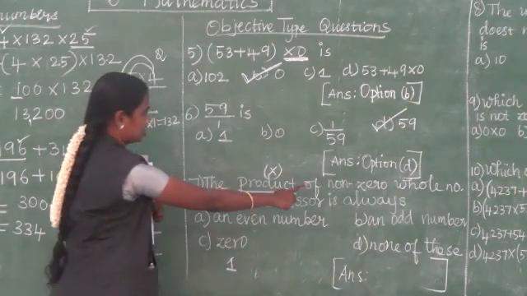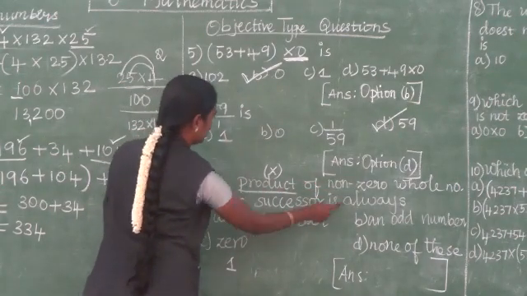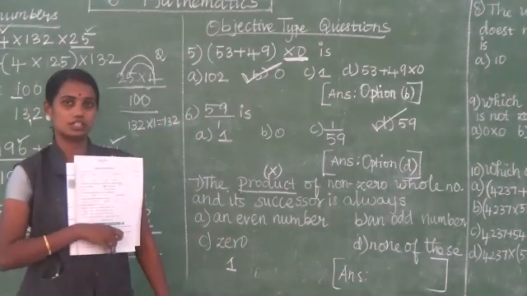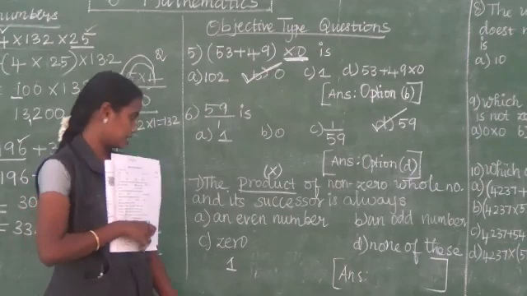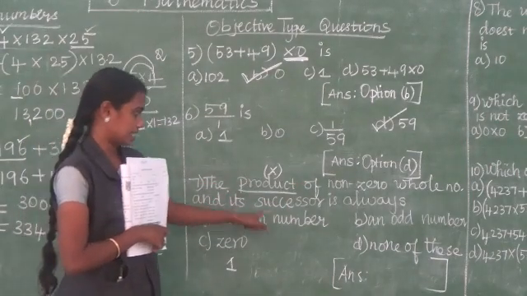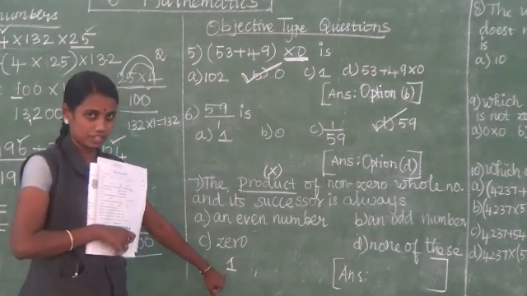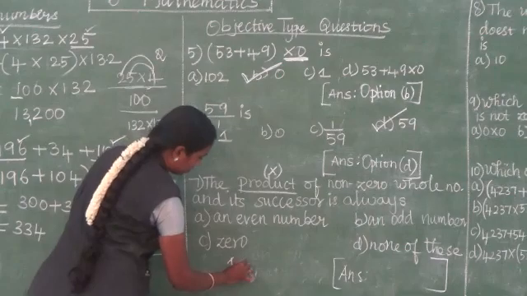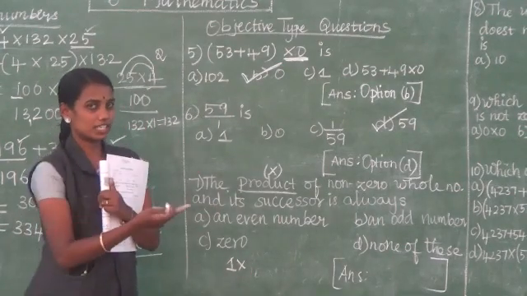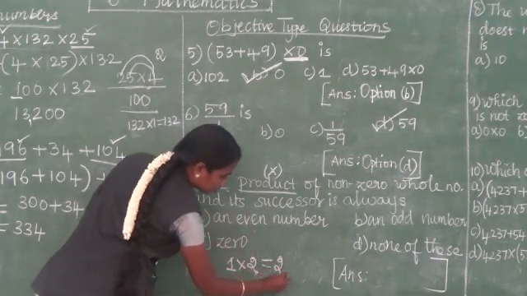Okay, the product of non-zero whole number and its successor is always dash. Okay, if I took the number 1, since it's given product, multiplication. Successor of 1 is, what is the next number? 2. 1 into 2 is 2.